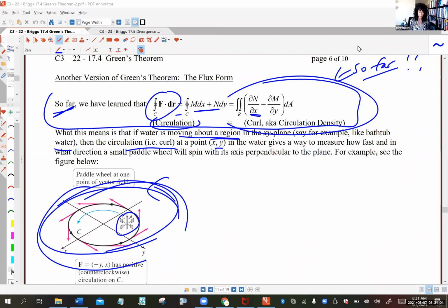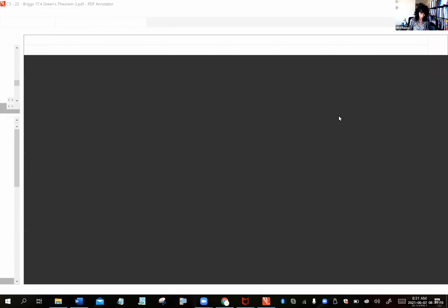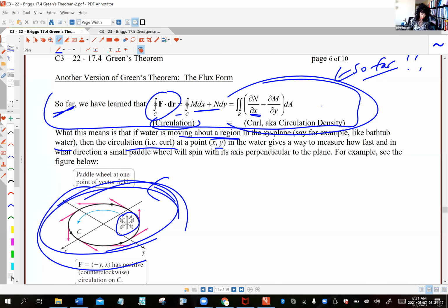So last time we did the version of Green's that's known as the circulation version. So this is what you know so far. Sorry, it doesn't let me write. There we go. So you know this Green's.